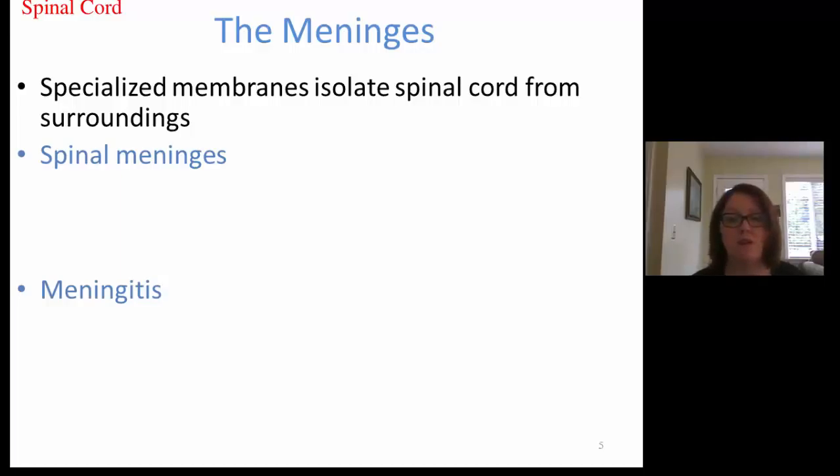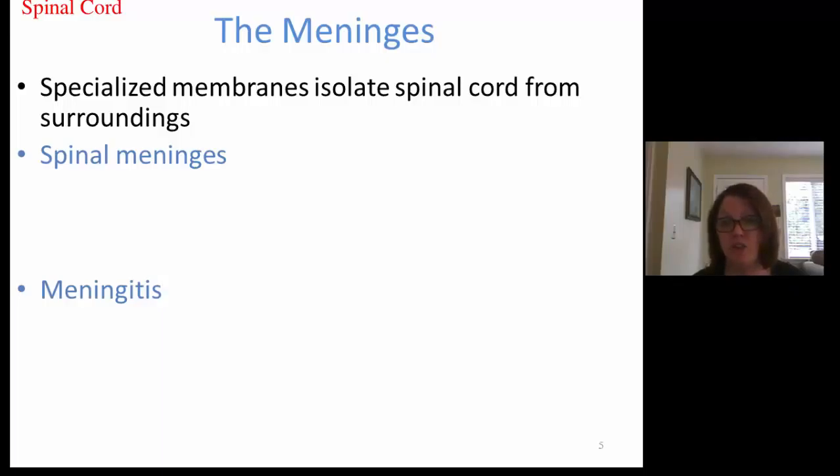These three layers help to basically just protect the spinal cord. They isolate it from the other tissues of the body, so it's a way to kind of keep things like pathogens out. Which is why meningitis can be a big problem. So you've probably heard of meningitis.